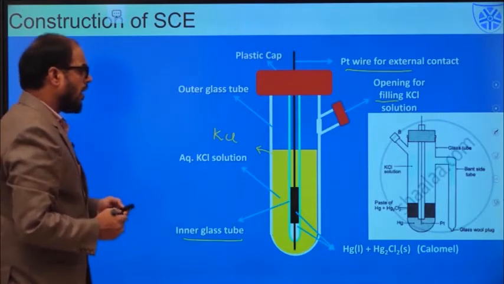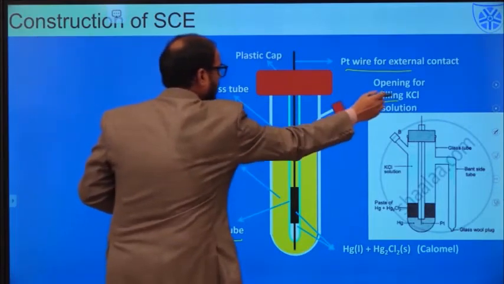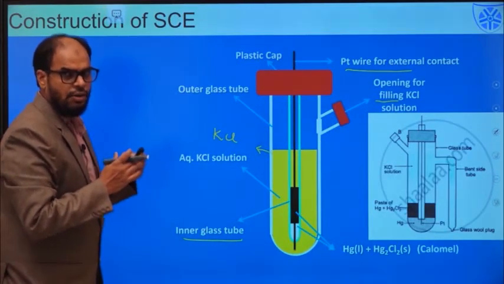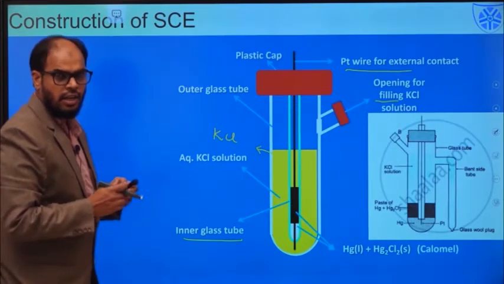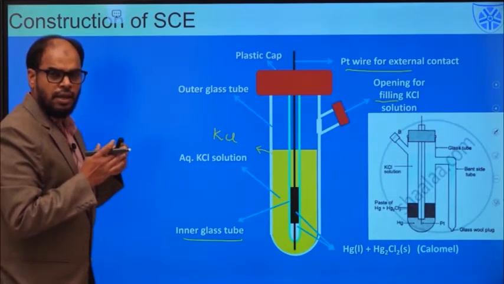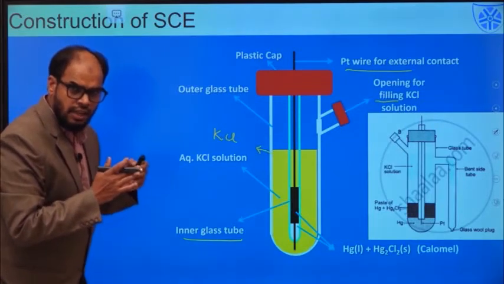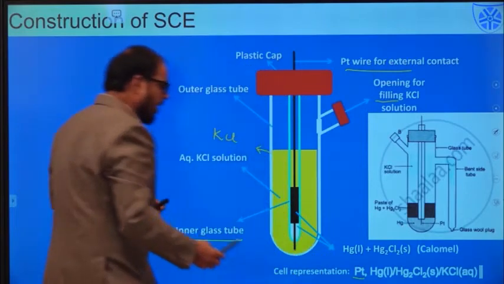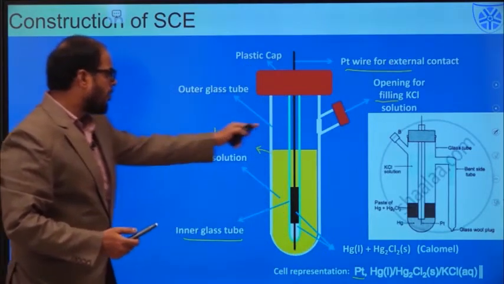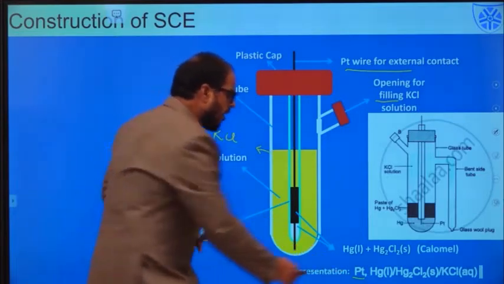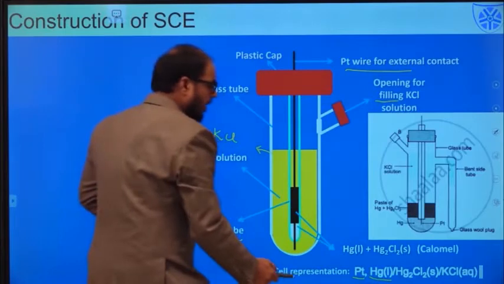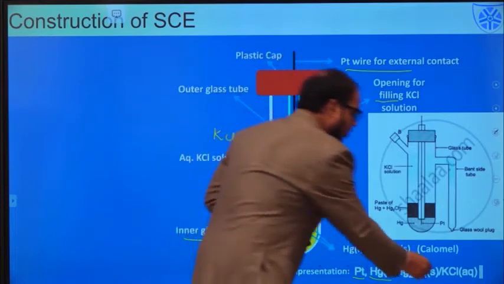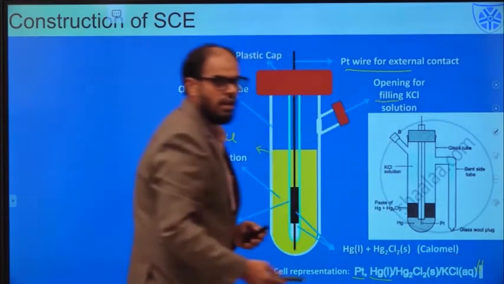We should know that this side arm can be used as a salt bridge, which is a source for maintaining electrical neutrality, because we have seen in the previous lecture that the salt bridge maintains electrical neutrality by supplying the respective cations and anions. Finally, the cell representation is quite justified, where we have a platinum wire effectively connecting the mercury and mercurous chloride, along with the potassium chloride, and the double lines represent the salt bridge.